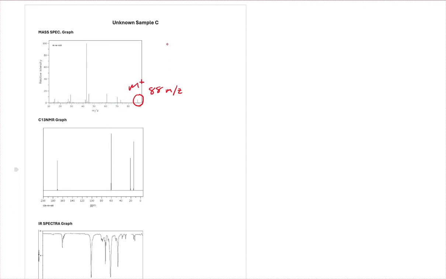The other thing we might need to write down so we remember is that there are no 3 to 1 or 1 to 1 M plus 2 peaks. So no bromines or chlorines. Cool. So that's what we've identified from that graph.